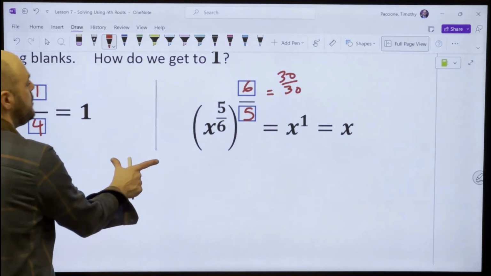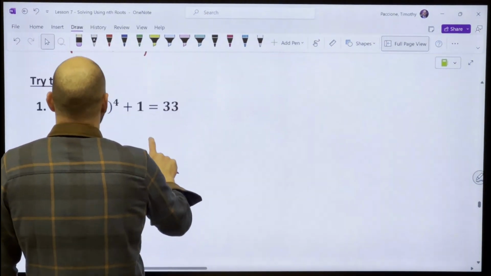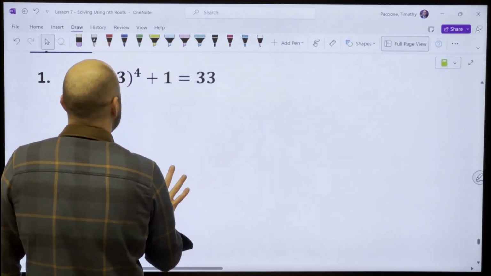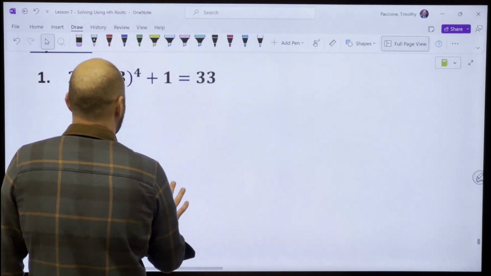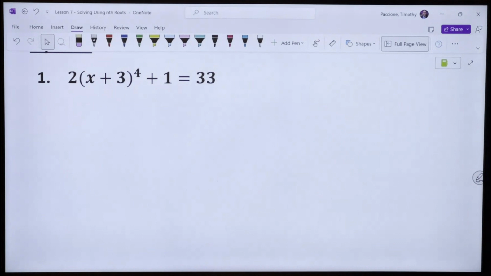Okay, so now we're going to use that to solve some problems. Okay? So, try these. I'm going to let you try all 3, and then we'll go over them, and then I'll hand out your homework, and you'll have a lot of time to work on it.